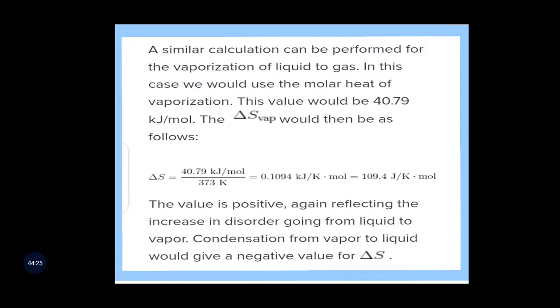Condensation from vapor to liquid would give a negative value for delta S. So if you are going from a liquid to vapor, there will be an increase. Since we are dealing with vaporization, you expect that your entropy will be positive, because there will be an increase in disorderliness. But if it is condensation, then there will be a decrease in entropy. So take note, condensation will give you a decrease in entropy, while vaporization will give you an increase in entropy.